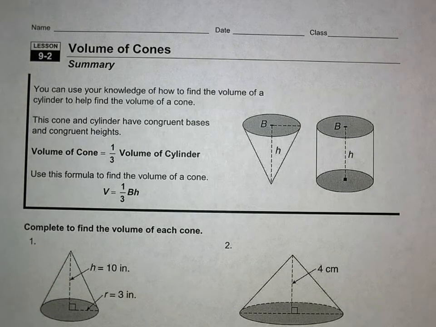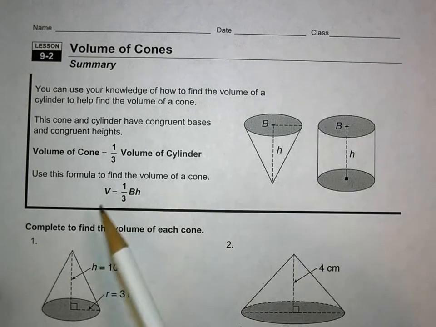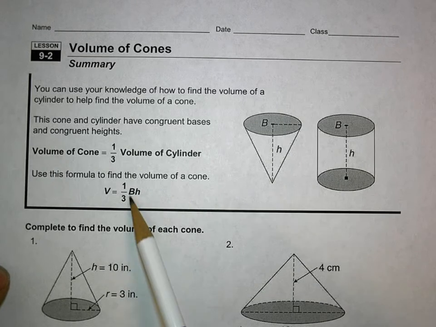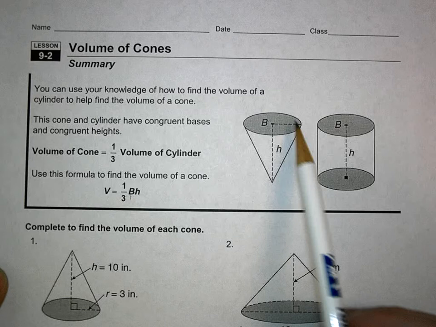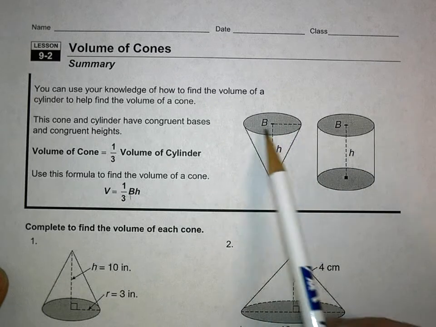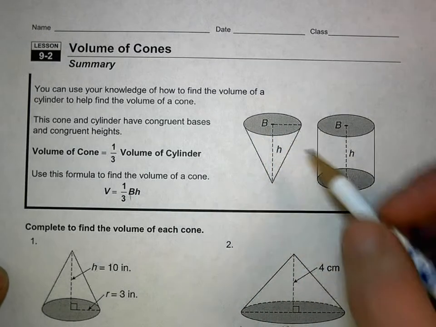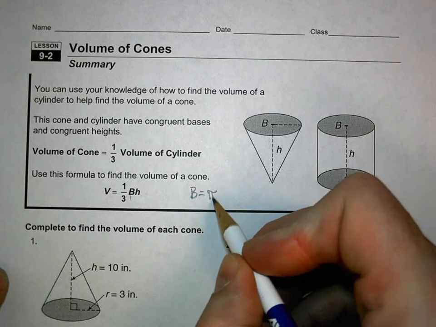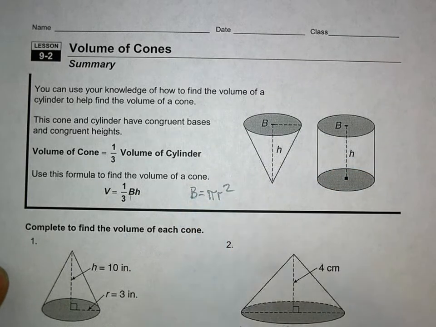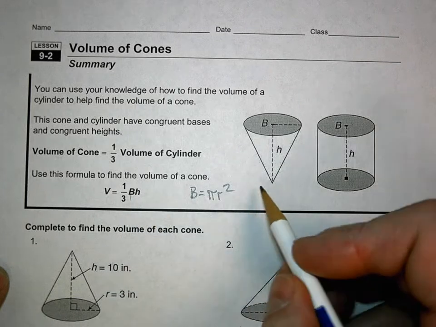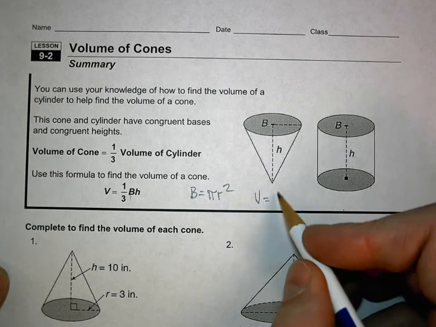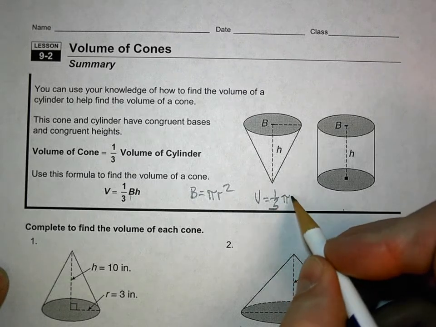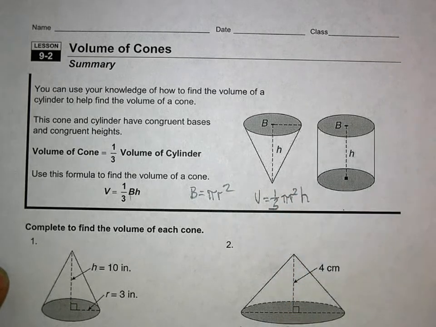So let's look at this. First of all, we know the formula is volume equals 1/3 big B, which is the area of the base, times height. And the area of the base in the case of cylinders and cones is always a circle, so B equals pi r squared. So our total formula becomes volume equals 1/3 pi r squared times height.